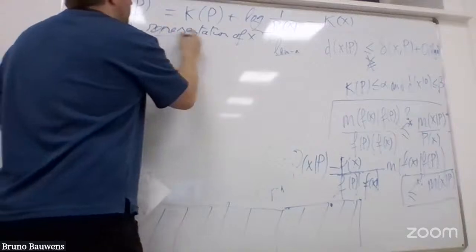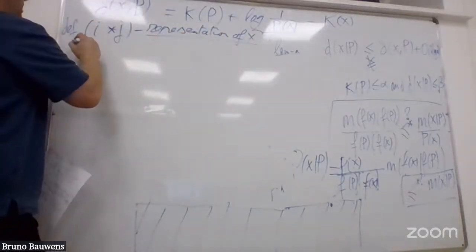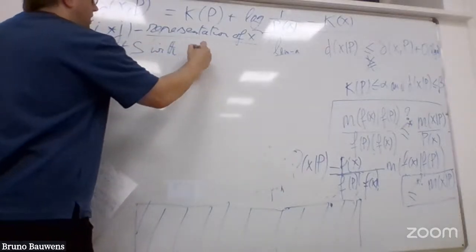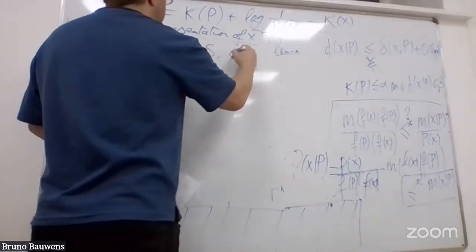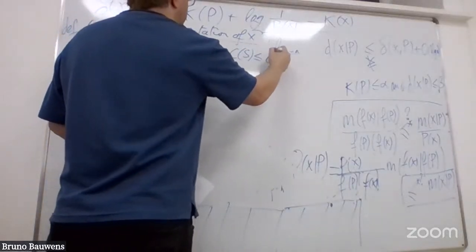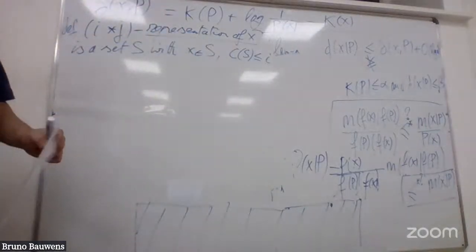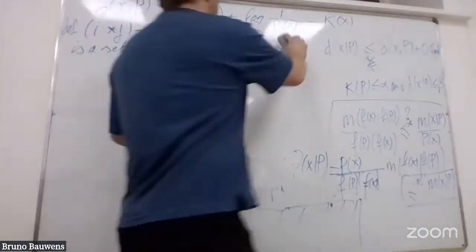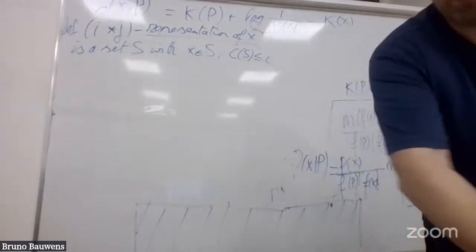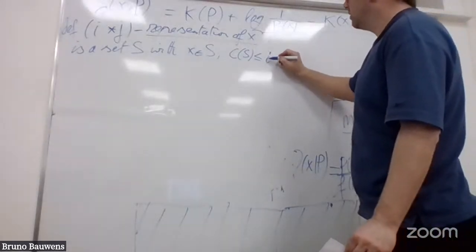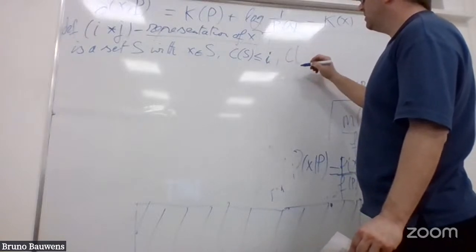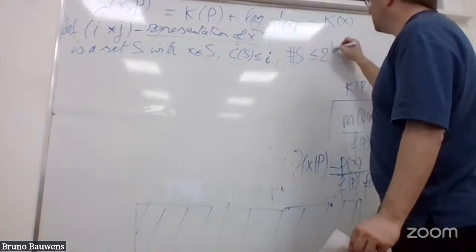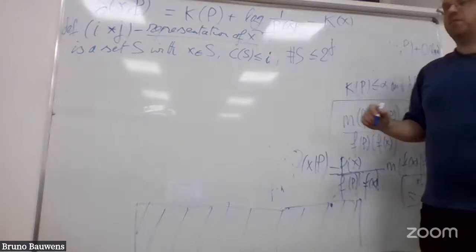Of X. So this is the definition. A set S with three conditions. So X is in S. The complexity of S is bounded by i. Now, from now on, everything will be up to logarithms, so it doesn't matter if you use plain or prefix complexity. And finally, the cardinality of S is bounded by 2 to the power j. So the number of elements.